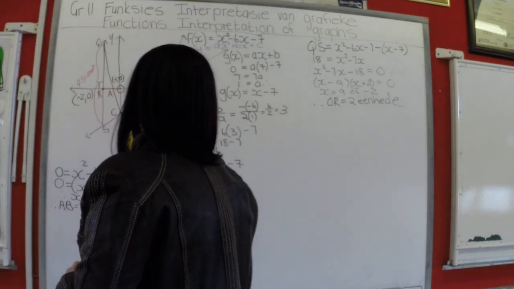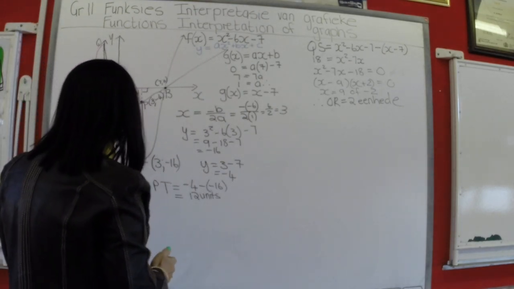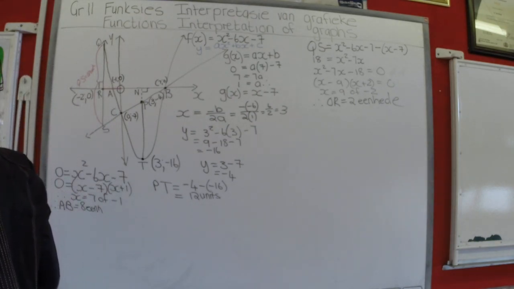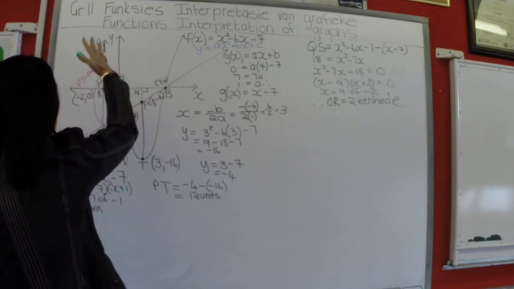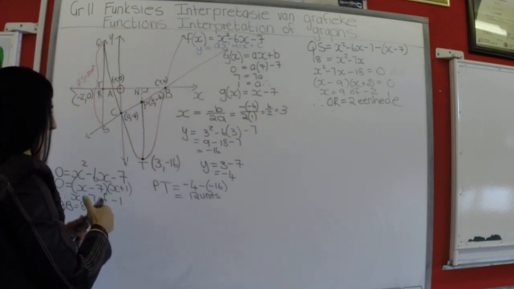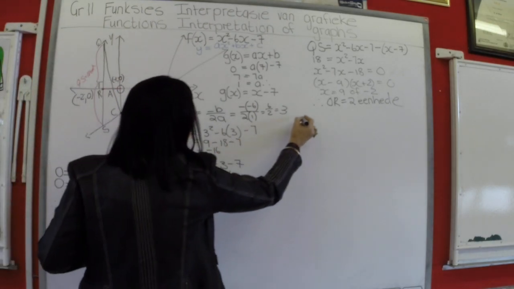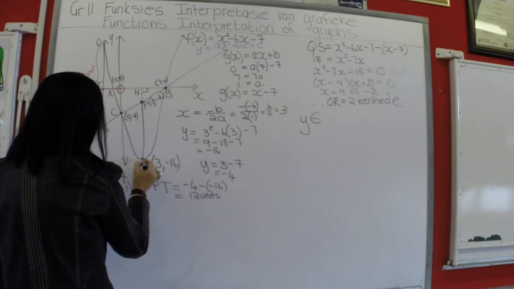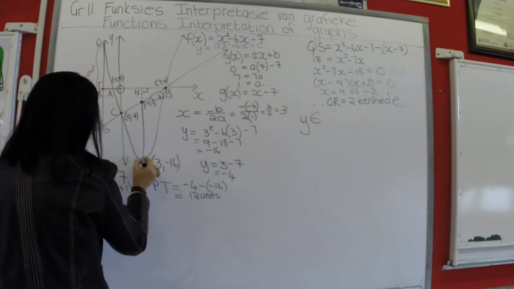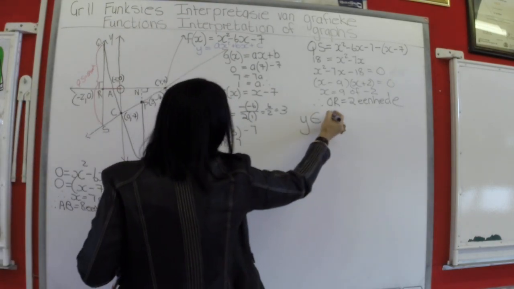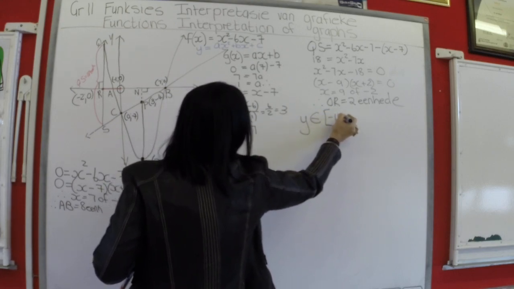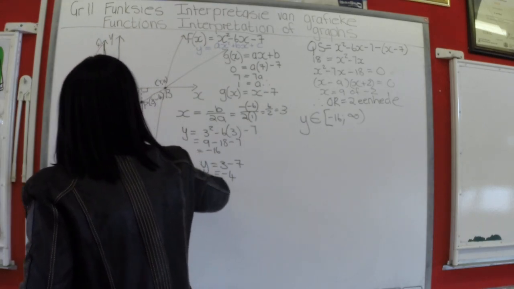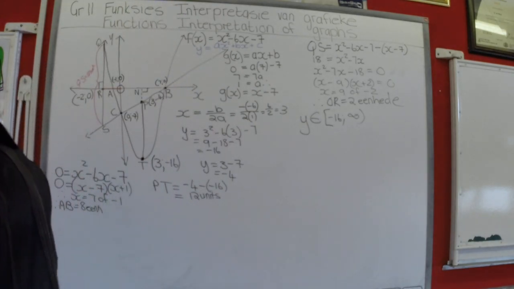Okay, now the next question. Write down the range. Skryf die waardeversameling neer. Die waardeversameling van F, my parabool, dit is al die y-waardes. So ek het y element van, my waardeversameling begin altyd hierso by my y-draaipunt, so dit gaan wees van minus 16 af tot by oneindig. The y values from minus 16 up to infinity.